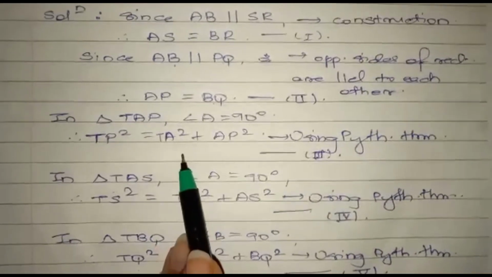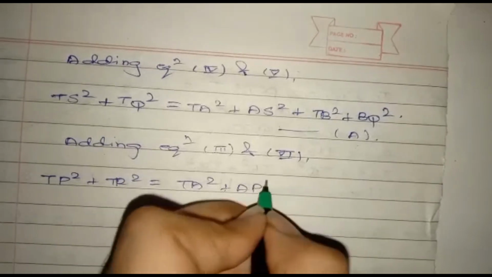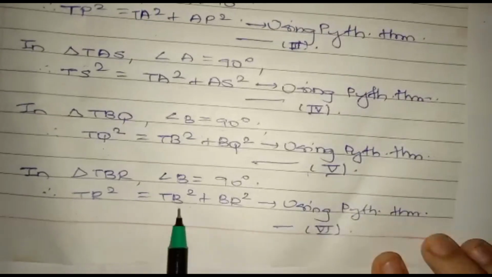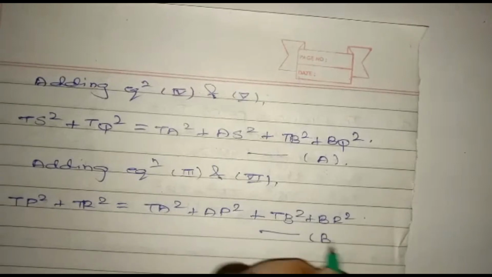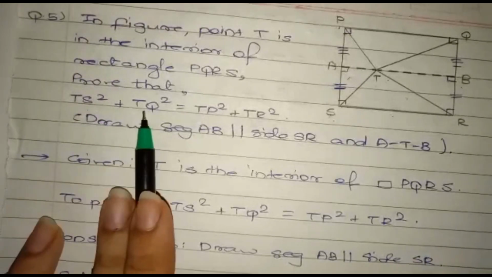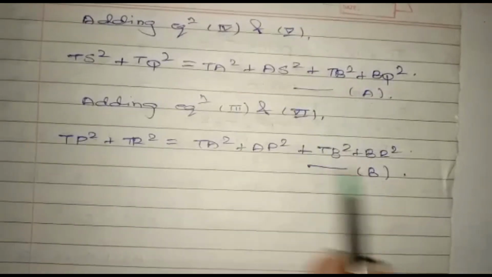in 3 we have on the right hand side TA square plus AP square, plus, now TR square, what is the term of TR square? It is TB square plus BR square. So we will consider this as equation B. Now what we wanted, TS square plus TQ square is equal to TP square plus TR square, that is we want this and this term to be equal.